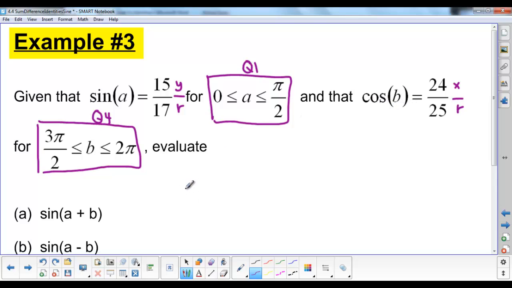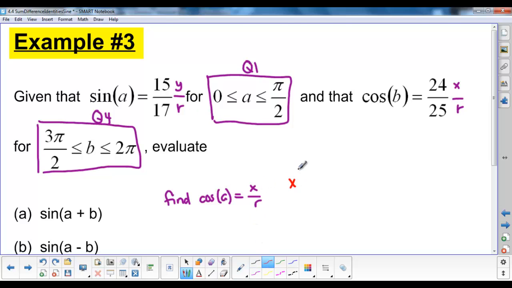So let's start with the first angle here, angle A. Let's find cos of angle A. And for cos of angle A, we need x over r. Well, looking at angle A, I'm given y and I'm given r, so we need to find x. And the way we do that is with the Pythagorean theorem.